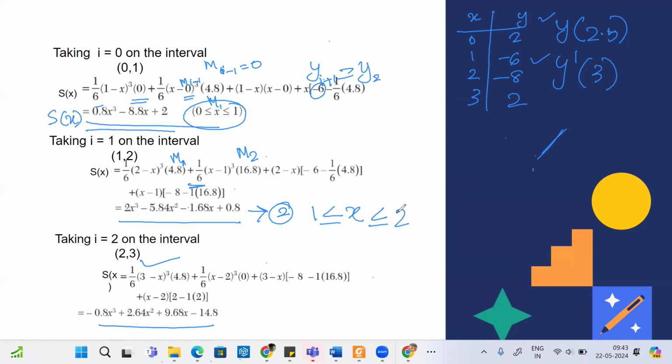The same thing is done in the interval 2, 3. For finding the polynomial in this interval 2, 3, we get the polynomial as this, and we are using this polynomial for finding y of 2.5 and y dash of 3. We are finding this S of x, and we just put the value 2.5 in this place, the x place.